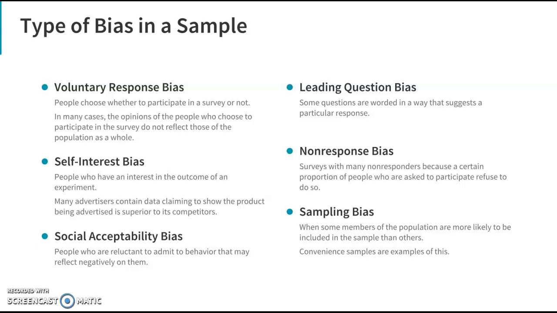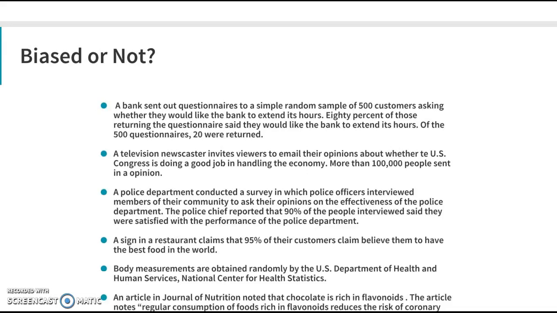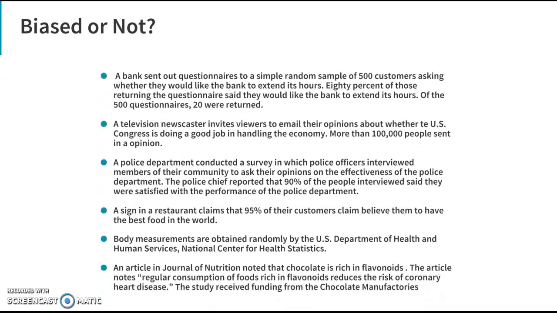Okay. Sampling bias, when some members of the population are more likely to be included in the sample than others. Really big one is convenient sampling, and we'll talk about that more in 1.2. Alright, so let's look and see if these are biased or not.